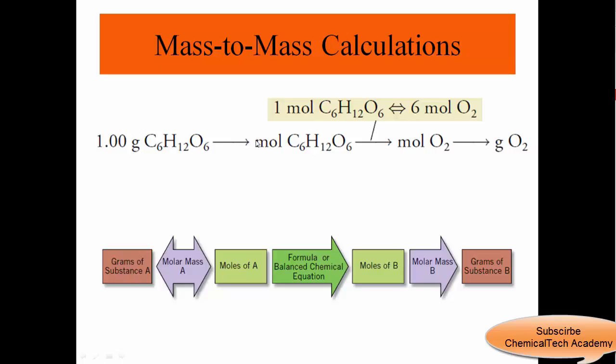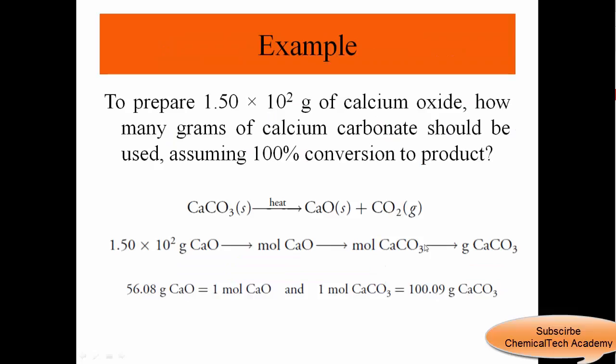So it's going to be basically the same thing. We have grams of substance A. If we divide it by molar mass or molecular weight, we can get the number of moles of A. Then based on the formula or the balanced chemical equation, we can estimate the number of moles of any other substance, either product or reactant. And when we find the number of moles of B, we can multiply it by the molar mass or molecular weight of B, and then find the grams of substance B.